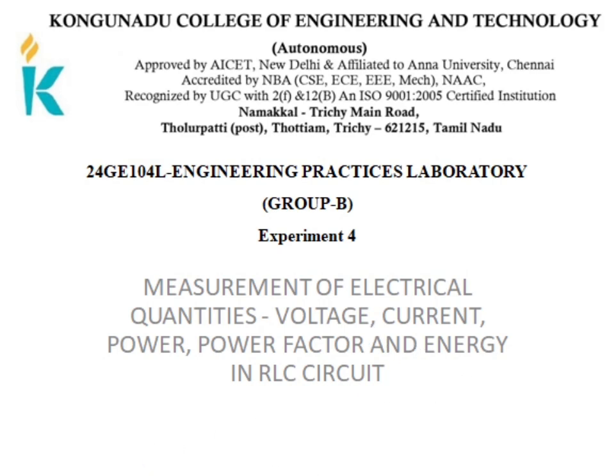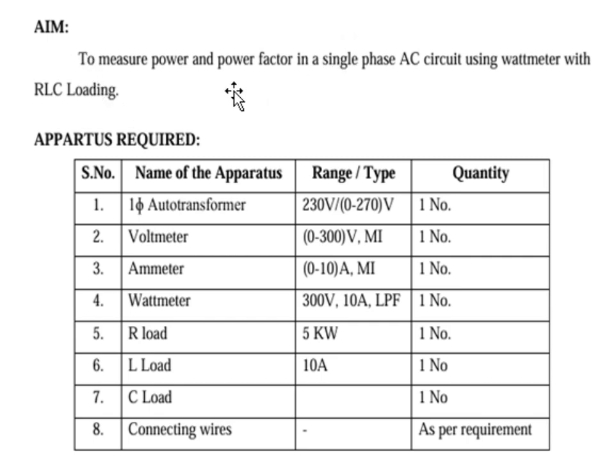The aim is to measure power and power factor in a single phase AC circuit using a wattmeter with RLC loading. We are using RLC loading and some meters, a voltmeter and a wattmeter, and then we are using some formulas to calculate the power and power factor values in this experiment. These are all the basic components and apparatus we are going to use in this experiment.